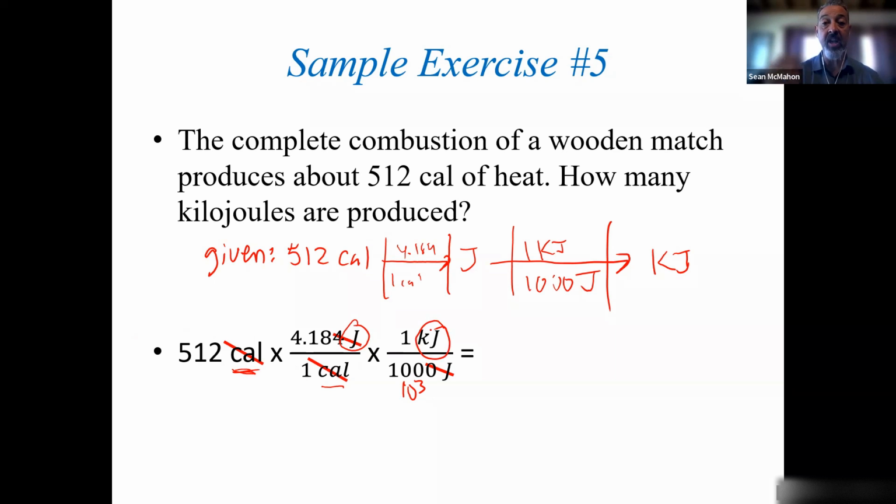Now for significant figures, there are 3 sig figs in this number. So my final answer should have 3 significant figures and the unit of kilojoules. So it's 2.14 kilojoules. So we see that my final answer has the correct number, the correct sig figs, and the correct unit. Those are the 3 things I need. So that was sample exercise 5 if you have that handout.